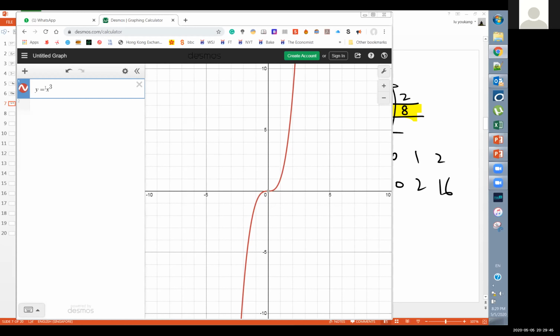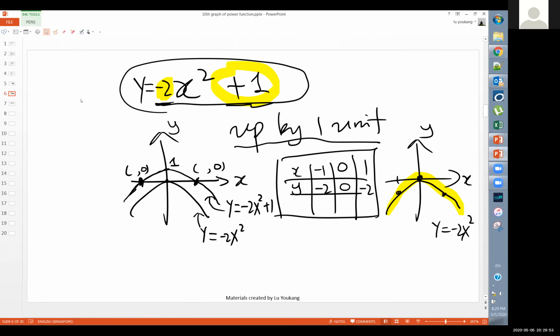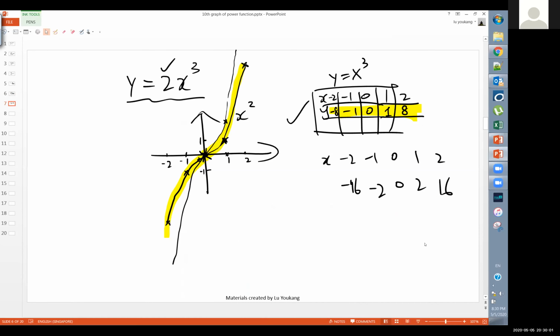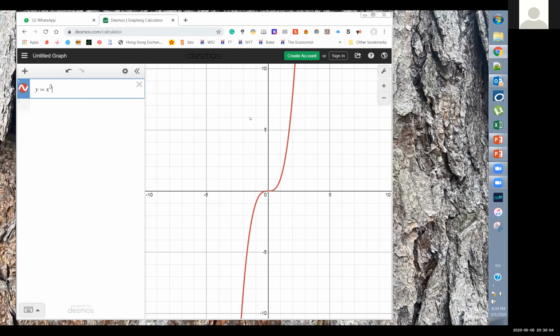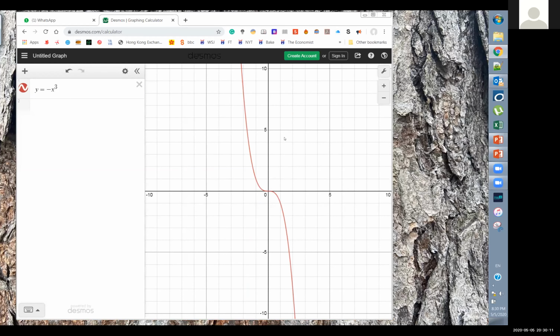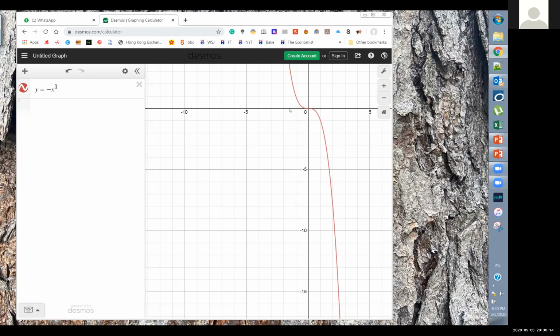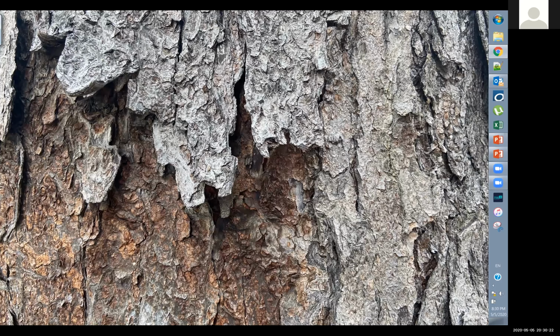How about negative? Just now, what's the effect of negative 2? It will flip along the x-axis, right? Reflection. So if you negative it, you start with this, and you flip. What was here just now is flipped down, and what was below just now you flip up.